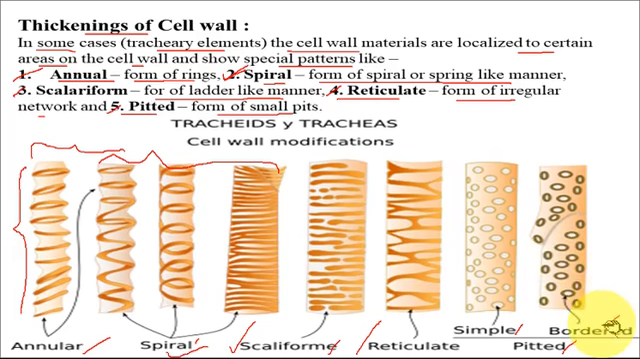So that's why it looks like a border sort of thing. That's why these are called bordered pits. And when compared to simple pits, which are just simple in nature, the thickening is not that much when compared to the bordered pits.